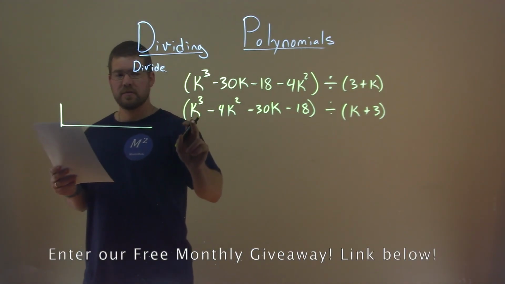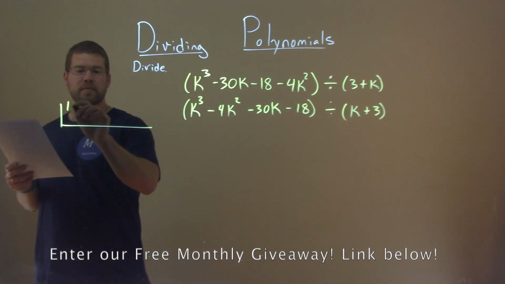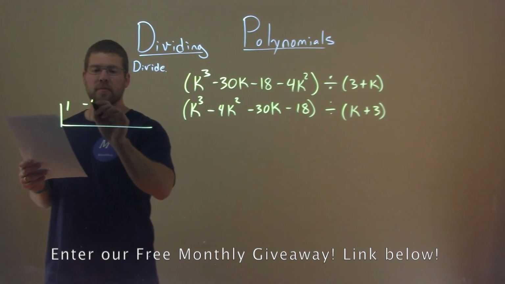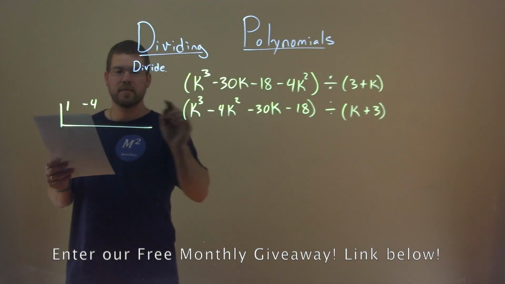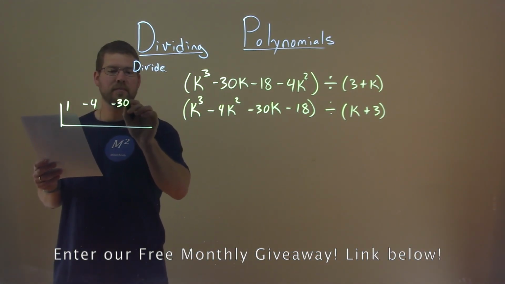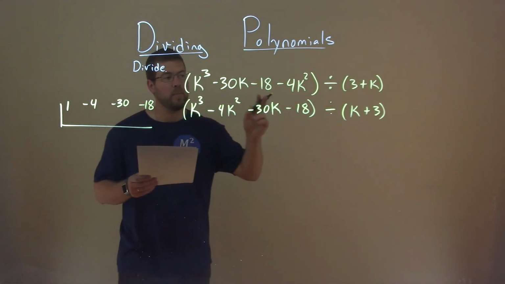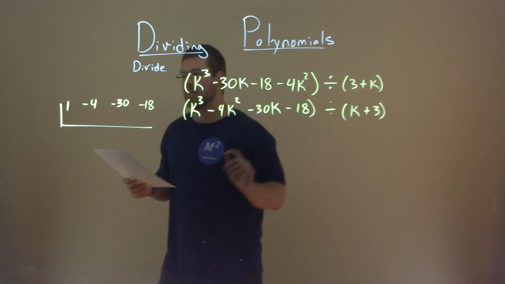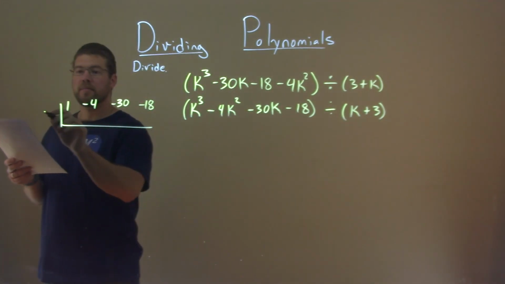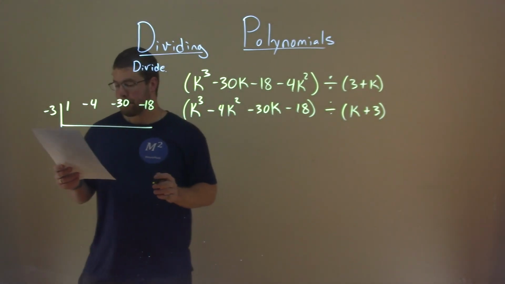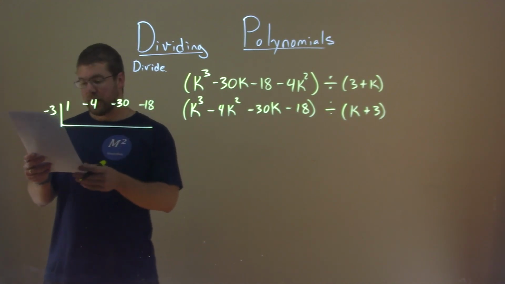Look at the coefficients. In front of k to the third is just a 1. In front of the k squared is a negative 4. Negative 30 in front of the k value. And then negative 18. We have a k plus 3. Opposite of plus 3 is a minus 3. So we put a minus 3 right here. Okay? Now we can divide synthetically.